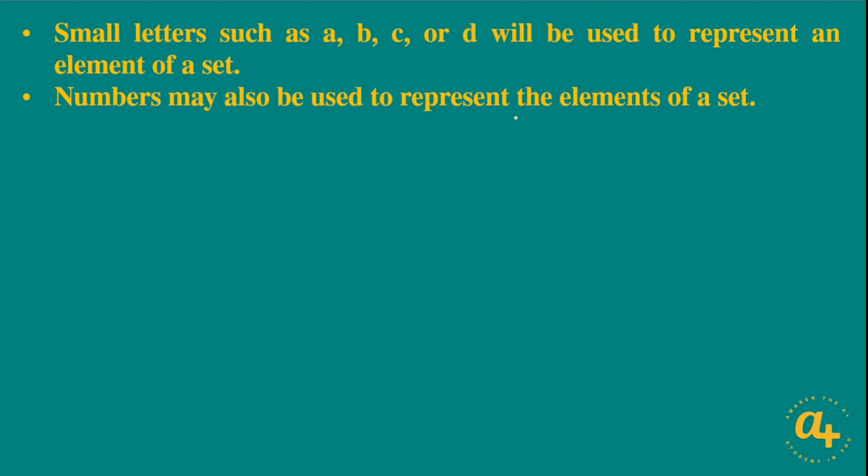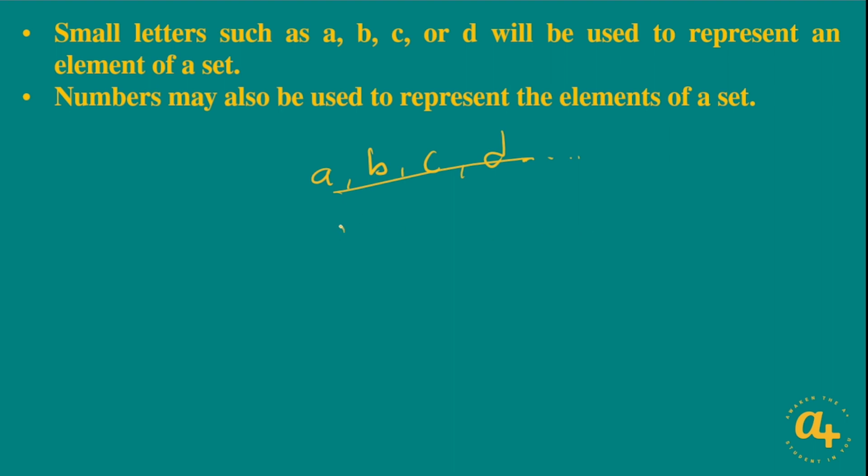In the same way, these small letters that we have here may be used to represent the elements of a set, which means that small letter A, small letter B, small letter C, small letter D, and so on are basically the elements of the set. They are the objects of the set. And when we have a collection of these small letters, they make up a set, because a set is a collection of objects. Not only that, numbers may also be used to represent the elements of a set.